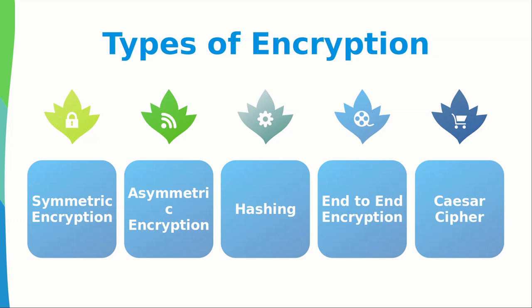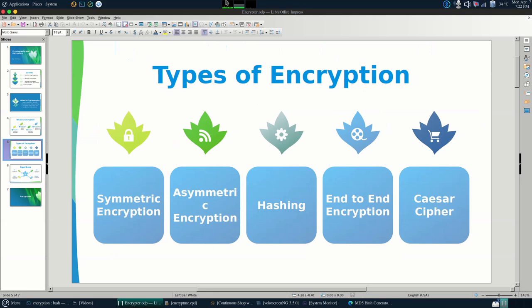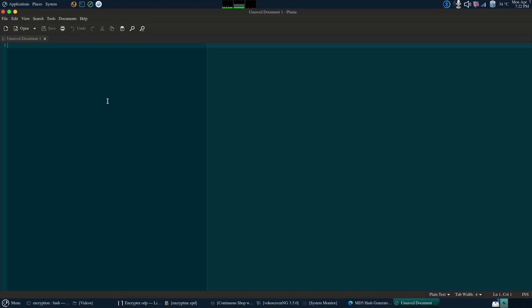Then we also have the Caesar cipher, which is quite an interesting type of encryption, and I can only show you through an example. So let's open a text editor over here, right? The Caesar cipher works by assigning a different value to an original value, if that really made sense.